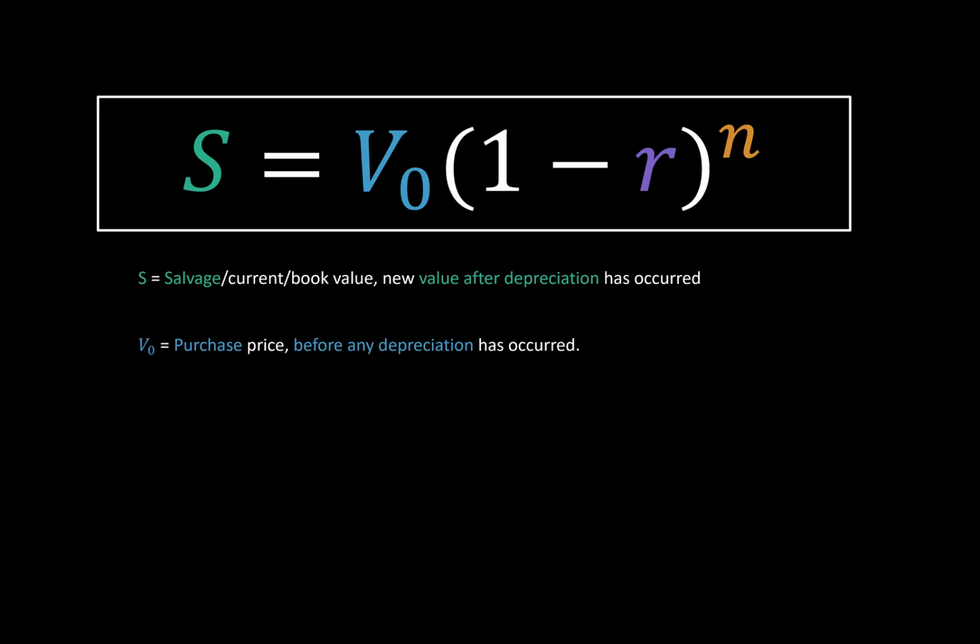V sub 0 is the purchase price, which is before any depreciation has occurred. The reason it has a 0 there is because that's after 0 time periods, so this is right at the very start. The R is the rate of depreciation per time period, and we write this as a decimal just like we do with compound interest. And again, like compound interest, N is the number of time periods.